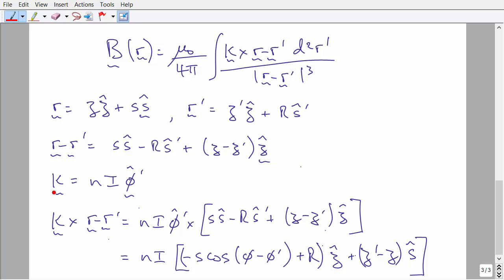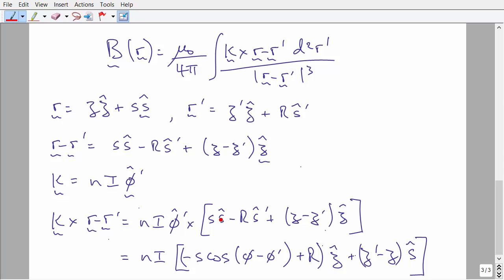Of course, my K vector, my surface current density, is in the phi hat prime direction. Notice I've also labeled this with a prime. I can take the cross product of these two vectors, and there it is. And what you'll notice is that I generate a cos of phi minus phi prime term out of this cross product here. Notice this is a cross product between phi hat prime and s hat. Now that, of course, will give you a vector in the z hat direction.